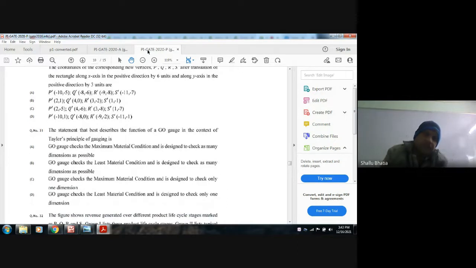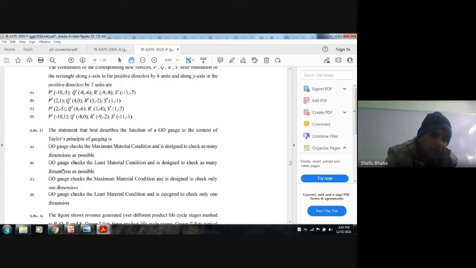The statement that best describes the function of a go gauge in the context of Taylor's principle of gauging. Option A, go gauge checks maximum material condition and is designed to check as many dimensions as possible. That is the right answer because go gauge means the part has to pass through. If the part doesn't pass through the go gauge, then it has excessive material on it. So this is the maximum material condition, and we have to check as many dimensions as we can. Like in cricket, the ball passes through the go gauge and doesn't pass through the not go gauge. So it is the maximum material that the part can have. So the answer is A.